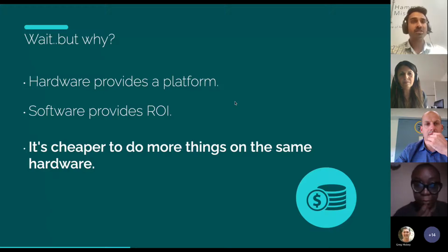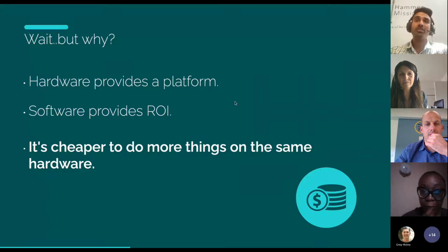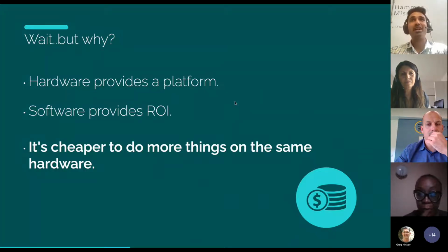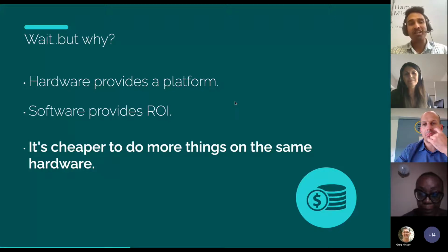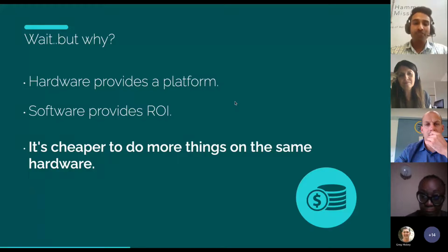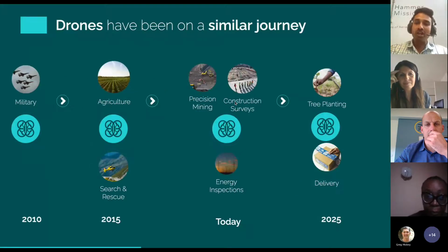Over time, it's essentially cheaper to do more things in the same hardware and to reuse the hardware, because, as we've probably learned from coming out of a pandemic, sometimes it's cheaper to do things in the digital world than it is to do it in the physical world. So we have that trend that's been going on for a long time in different industries. And it's interesting because I see the same thing happening to the drone industry.